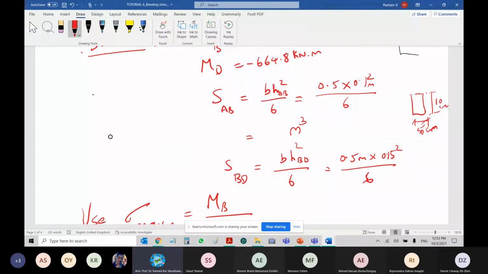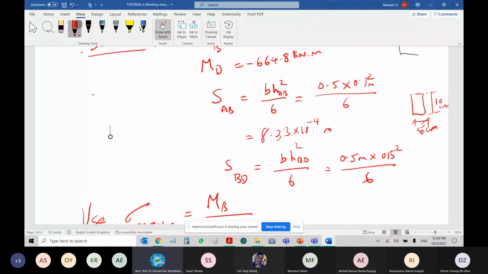What's the answer? Section modulus? 8.333 times 10 to the power of -4. Why is Adil Gamal not answering? 3 into 10 power? 10 power -4. Meter cube. All are getting the same answer?